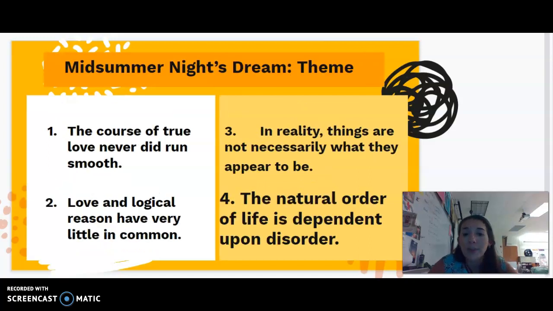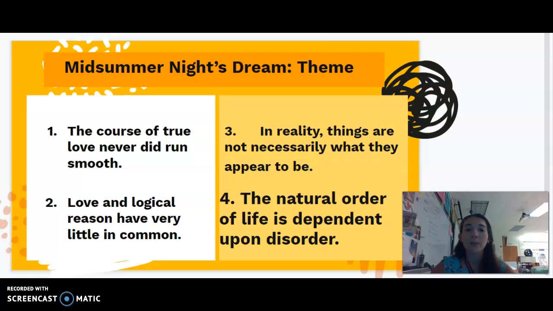Let's talk a little bit about some themes in Midsummer Night's Dream. For Midsummer Night's Dream, some themes would be: the course of true love never did run smooth, and love and logical reason have very little in common. Also, other themes would include: in reality, things are not necessarily what they appear to be, and the natural order of life is dependent upon disorder.